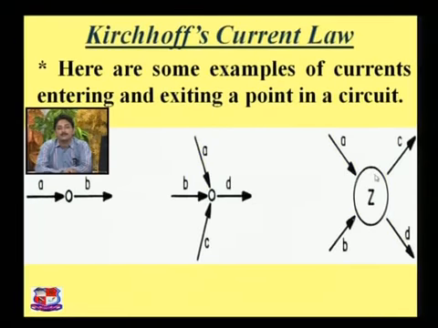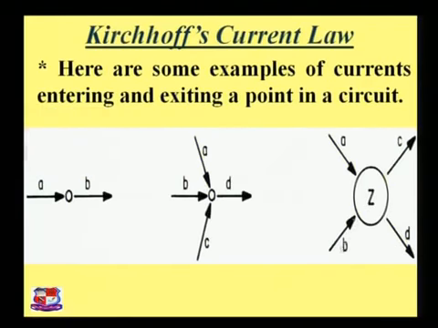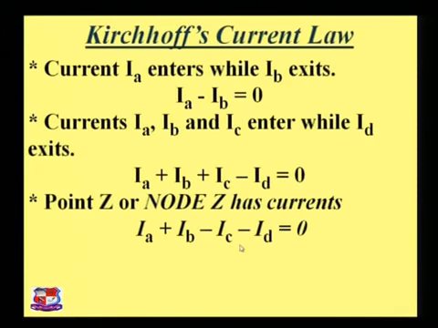As per figure C, current IA enters, it means plus IA, IB also enters, that means plus IB, but IC and ID are currents flowing out of the node, it means they are both taken as negative. So IA plus IB minus IC minus ID equals 0. We can also write the equation like that: IA equals IB. For figure B, we can write IA plus IB plus IC equals ID, and for figure C, we can write IA plus IB equals IC plus ID.